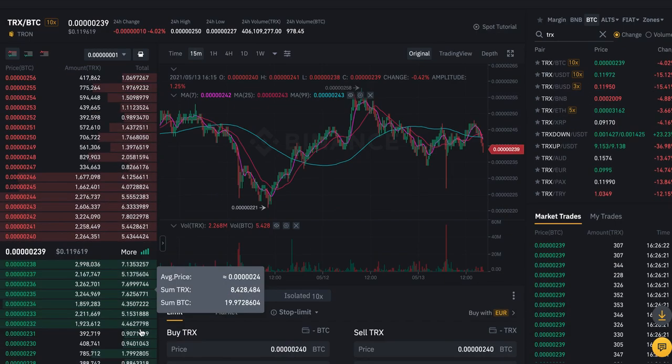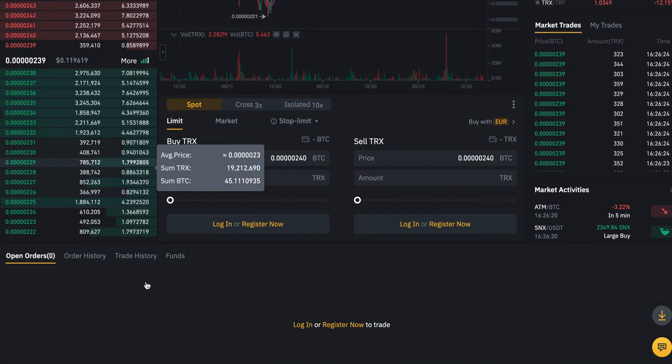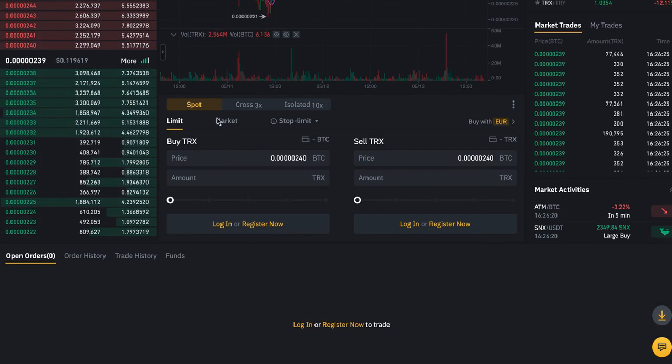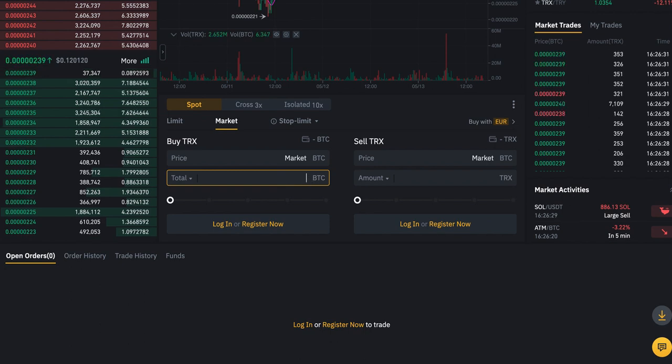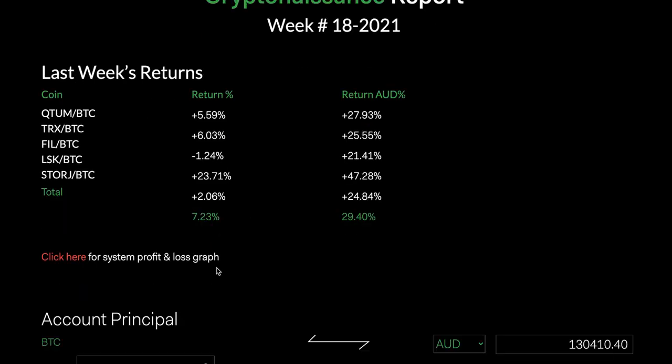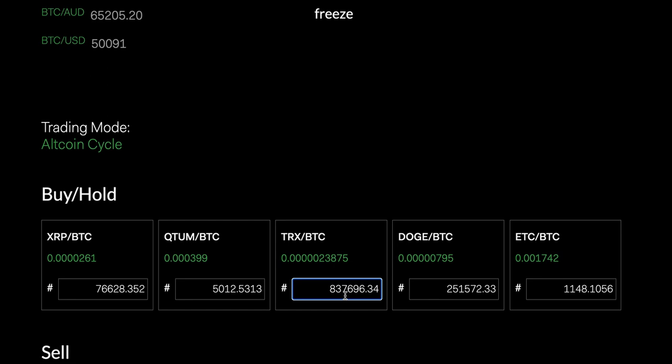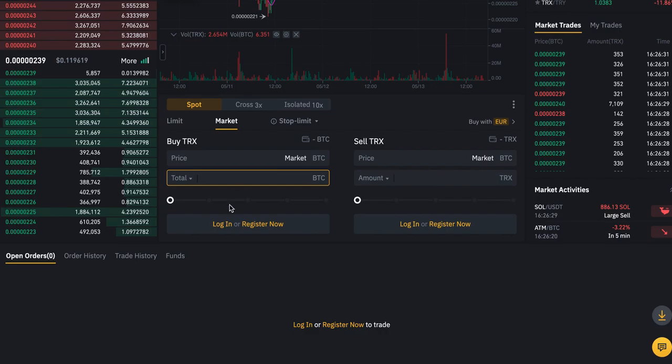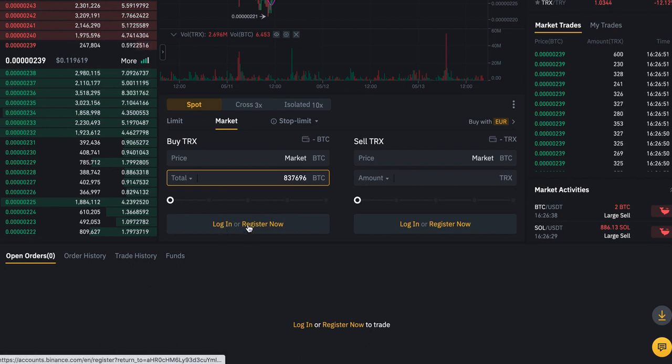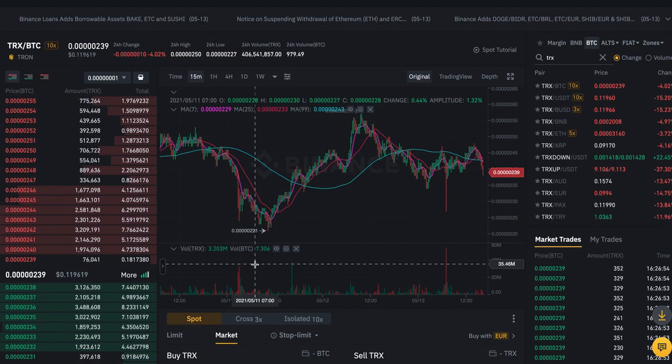And then what you do is you can either choose limit buy or market buy and enter in that amount from here. So, which was 837,696. Okay, and then you're just gonna. Oh, sorry, I've logged myself out. But you just click. This is the buy button, and that's how it works.